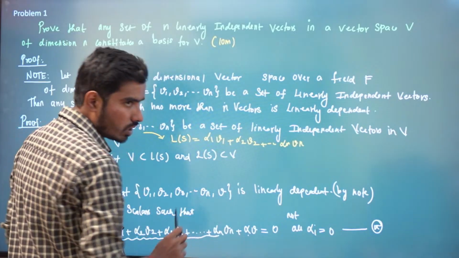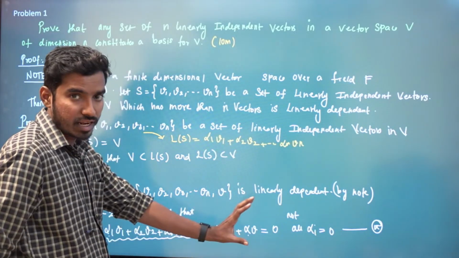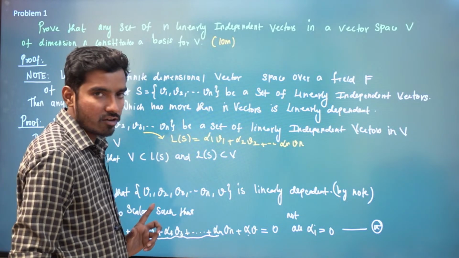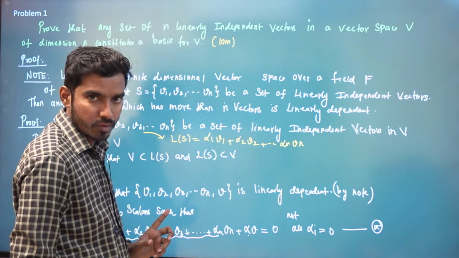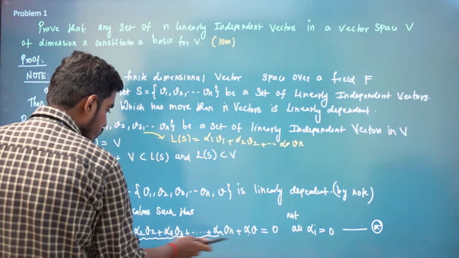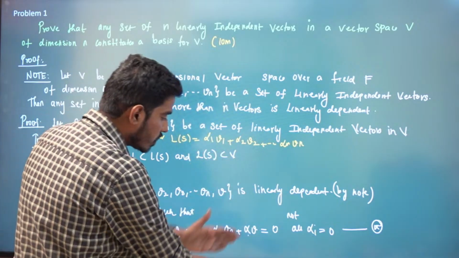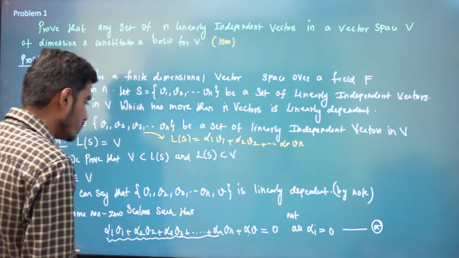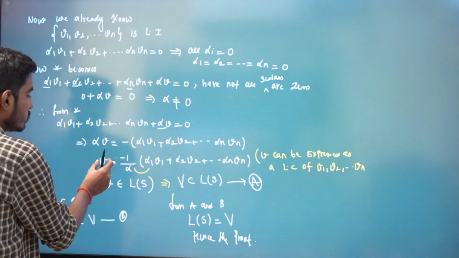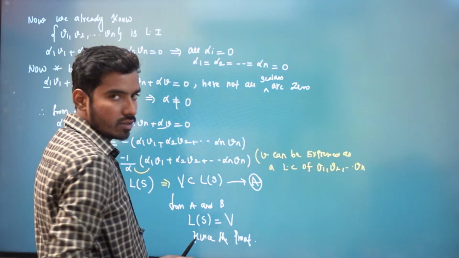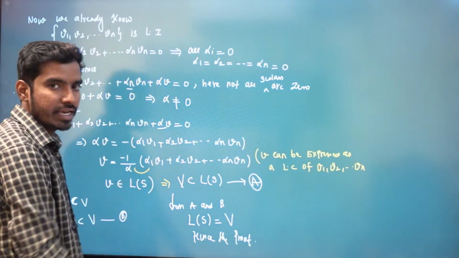That means the remaining alpha should not be 0, because not all scalars are 0, but all the others up to this one are 0. So this alpha should not be equal to 0. Right? If alpha is not equal to 0, then I can write this vector v as minus of this thing, bringing alpha down because alpha is not equal to 0. So v can be expressed as a linear combination of v1, v2, up to vn. That means v is in L of S.